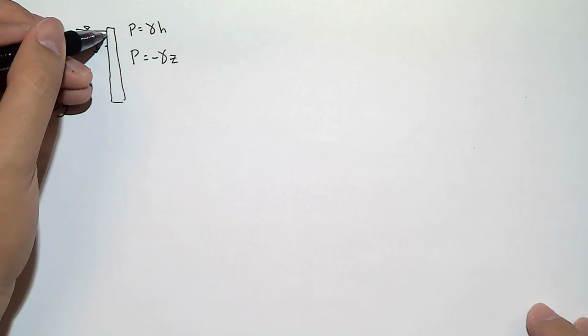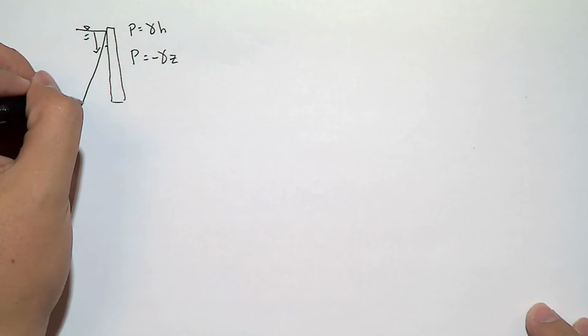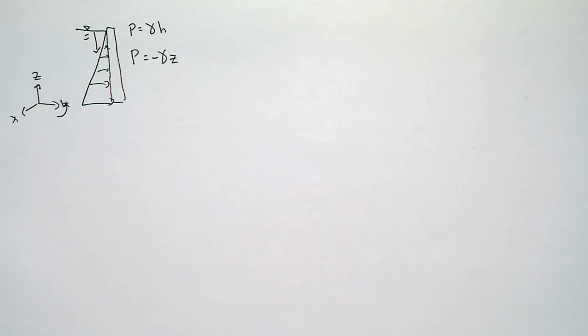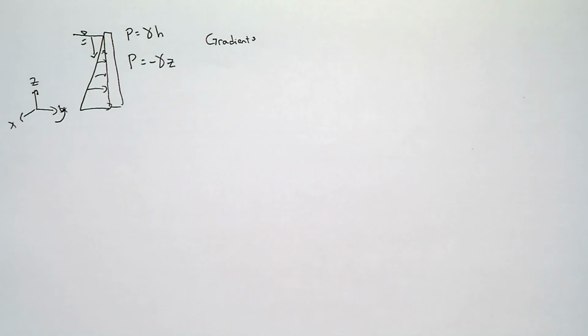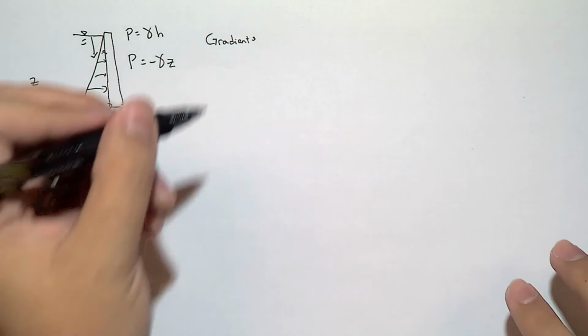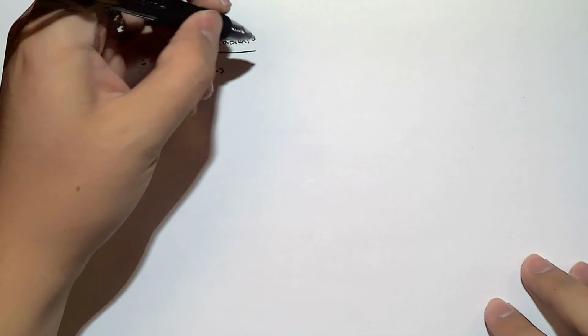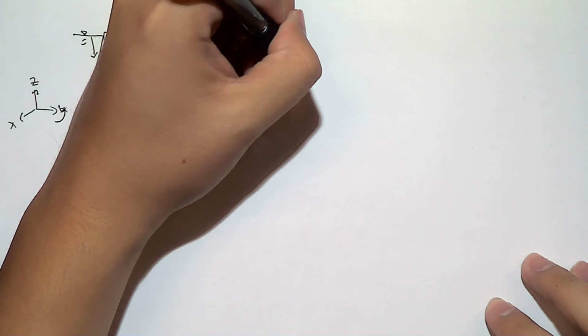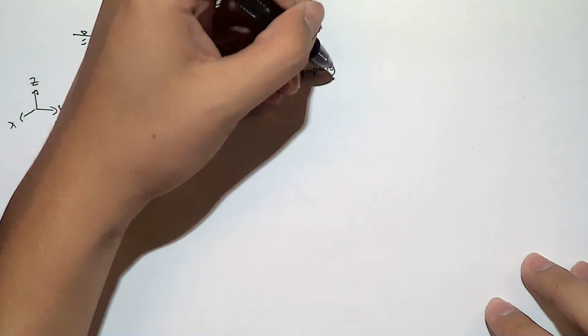If we were to plot the pressure, we would have something like this. We call this change in pressure the pressure gradient. In other words, the change in pressure throughout space. So today we're going to find how to find gradients for multiple functions. When I say the word gradient, I refer to the change of a property through space.